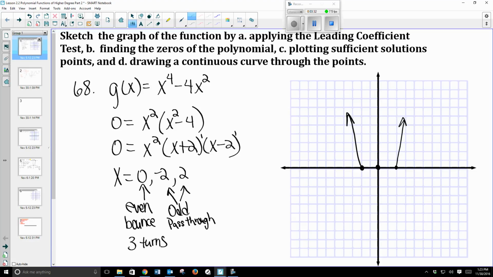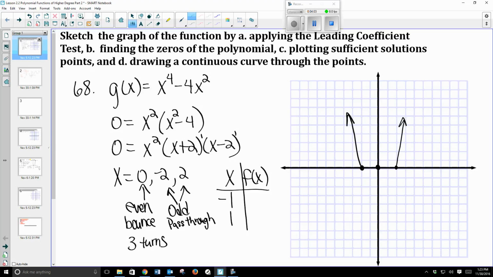Well, we don't know how far down to go between here. So that's where part C comes in. Plot sufficient solution points. So what I would do is pick a number between negative 2 and 0, and I pick the midpoint. So I'm going to use negative 1. And then between 0 and positive 2, I'll use positive 1 and see what I get for x. And that should take me to the turn.